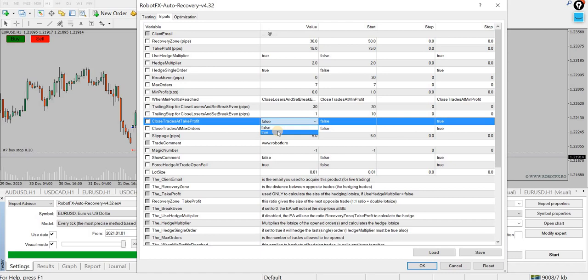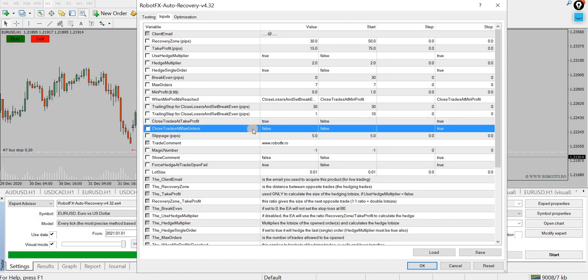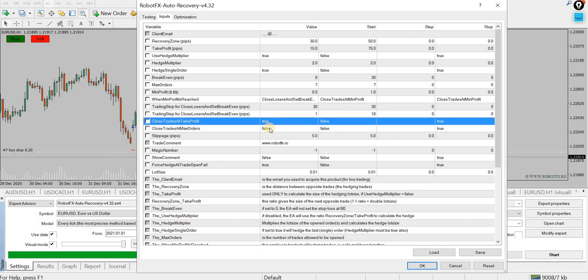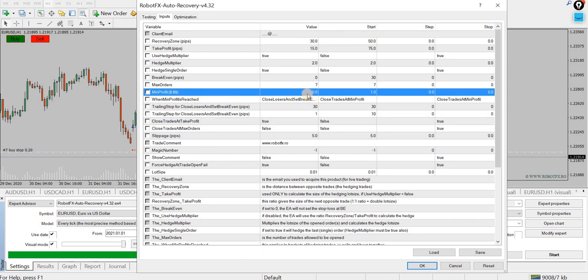So the option to close trades that take profit, this applies to baskets as well, but the same thing. I think I've said it before. The close trades that take profit obeys the minimum profit. That means that their sum must be at least 0.